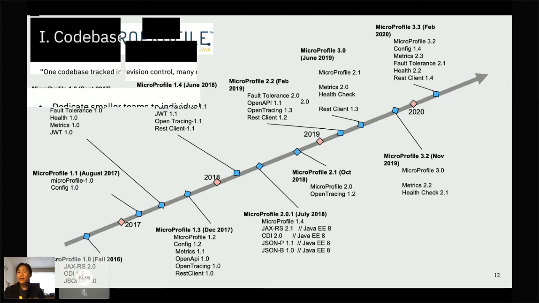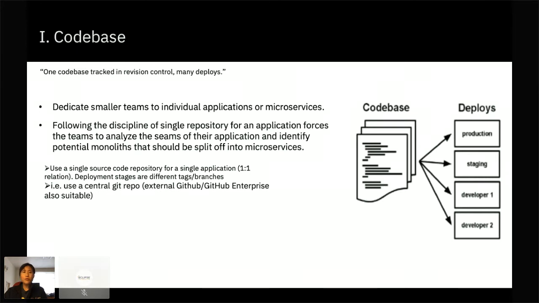So in the next few minutes, I'll try to quickly go through each individual factor. The first one is the code base. It's one code base per microservice, tracked in the version control system. Ideally, one small team manages this single code base, and this code base has a dedicated release cadence and release process as well.